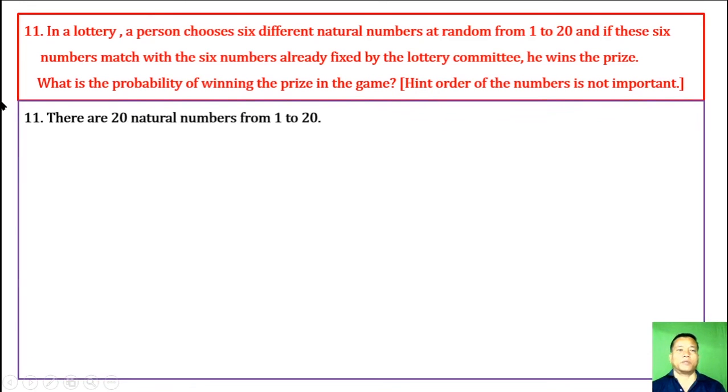There are 20 natural numbers from 1 to 20. Taking 6 different numbers from 20 is 20C6, which can be done.